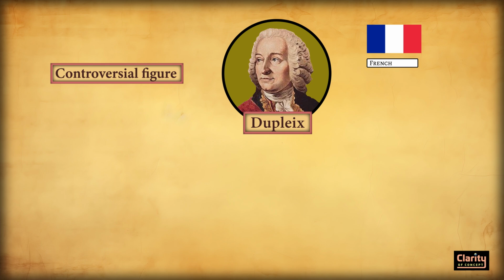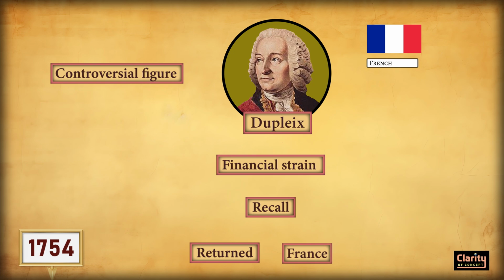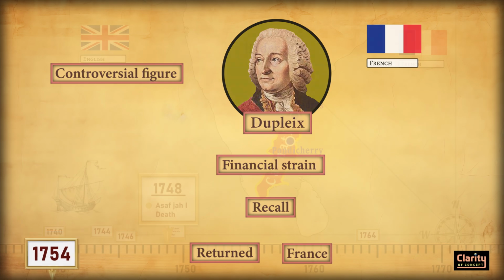By this point, Dupleix had become a controversial figure. Though he had ambitious plans to expand French influence, his actions were seen as reckless by officials back in France. Frustrated by the financial strain and lack of results, the French government decided to recall Dupleix in 1754. Once celebrated as a skilled diplomat and strategist, Dupleix returned to France disgraced and was soon forgotten.